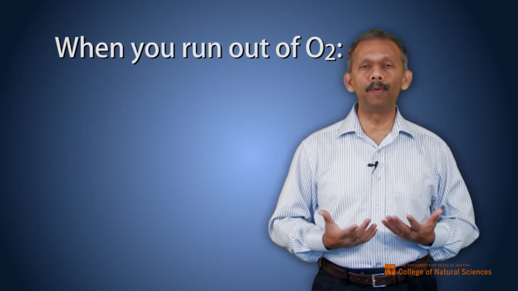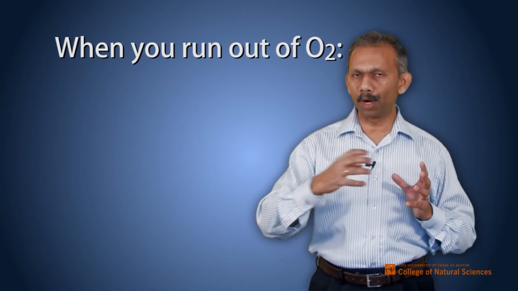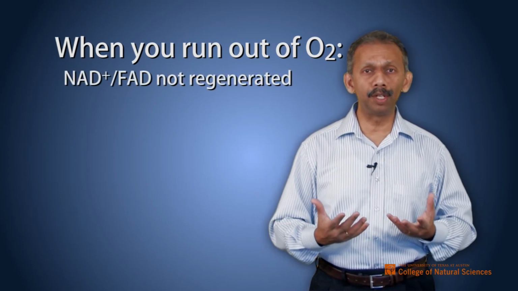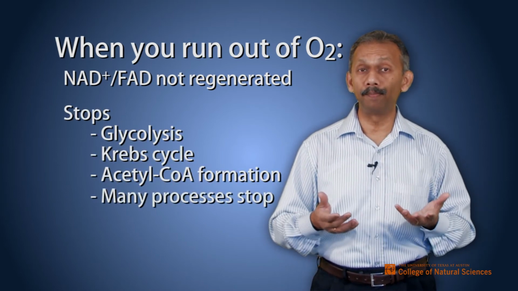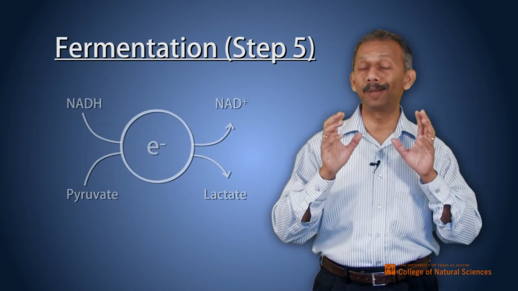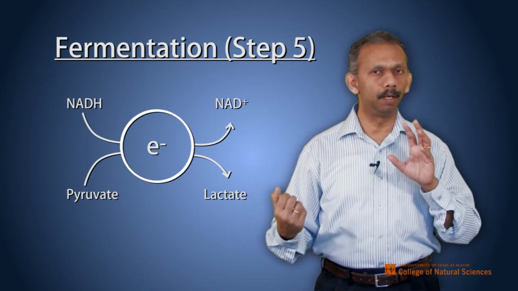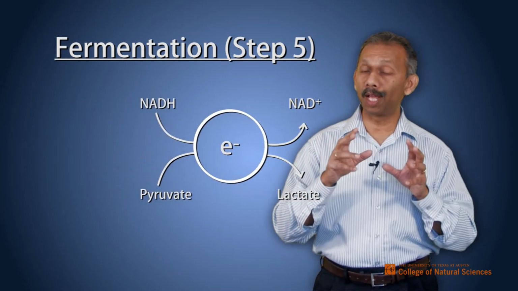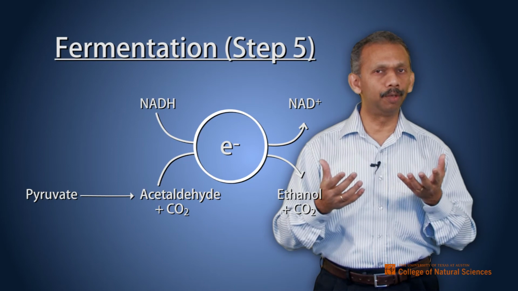So how does the body cope with that? When the cell is deprived of oxygen, the electrons are not removed from NADH, NAD+ is not regenerated, FAD is not regenerated, glycolysis comes to a grinding halt, and the Krebs cycle and acetyl-CoA formation also stop. So to circumvent that, fermentation happens. The NADH made in glycolysis is utilized to convert pyruvate to lactate in lactate fermentation, or the pyruvate is converted into acetaldehyde in alcohol fermentation, and the acetaldehyde is converted to ethanol.